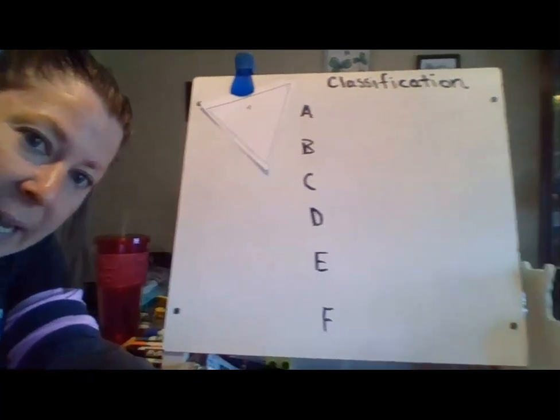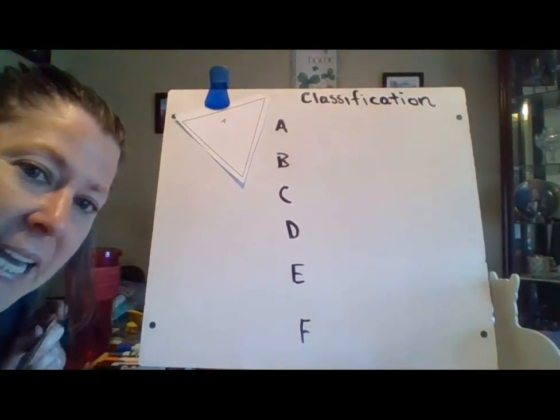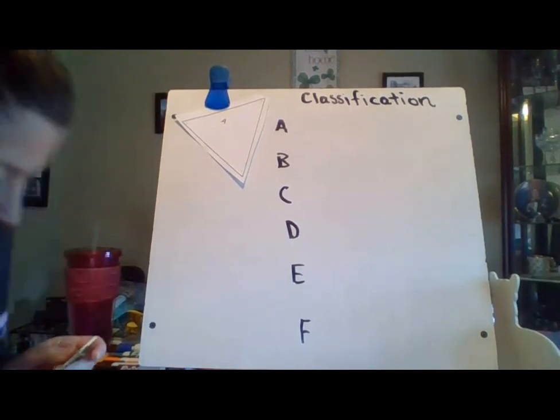So let's look at triangle A. And the first thing I'm going to do with triangle A is I'm going to measure all of the sides.